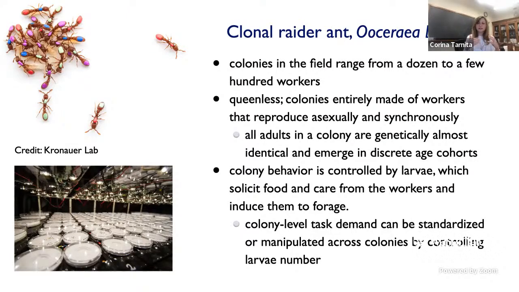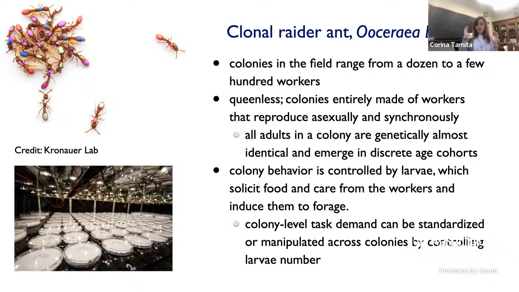And so it's very easy to then manipulate the task demand in the colony and standardize it, so that when we increase group size, we don't make it easier on any individual worker, so that in principle, the amount of work that needs to be done per worker stays constant. And in order to do that, we basically maintain a 1-to-1 ratio of workers to larvae.